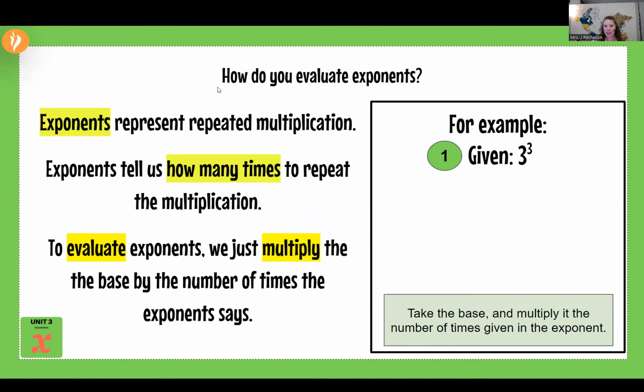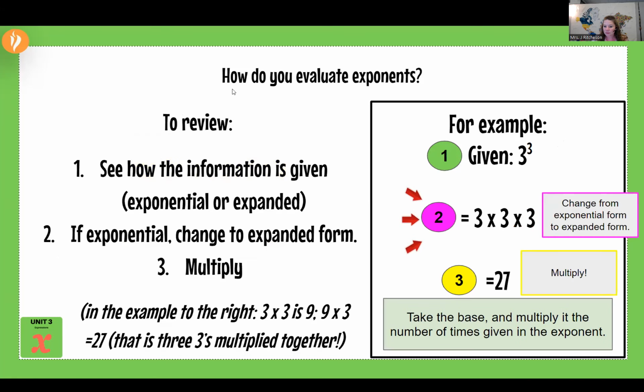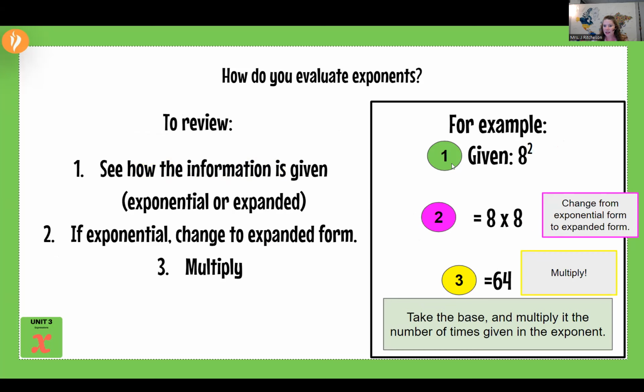All right, so now we can actually evaluate these exponents. So the first one here says, what is 3 cubed? In other words, what is 3 times 3 times 3? Well, 3 times 3 is 9, and 9 times 3 is 27. So 3 cubed is equal to 27. All right, what about 8 squared? 8 squared means 8 times 8, so 8 squared is 64.